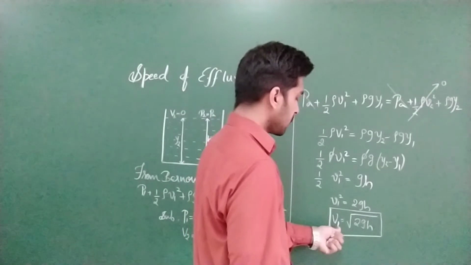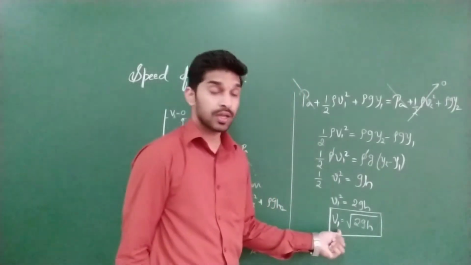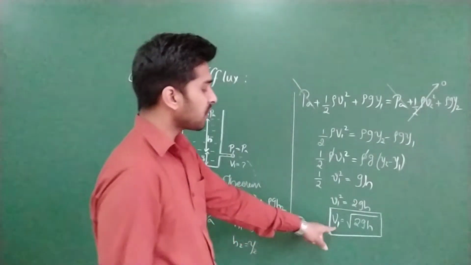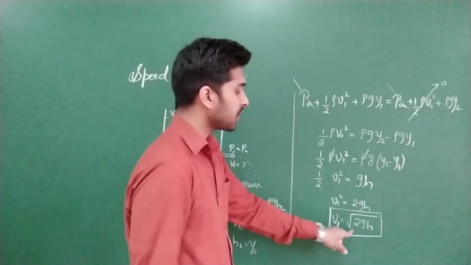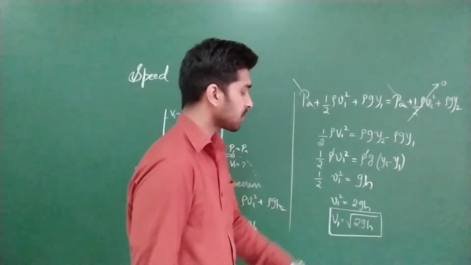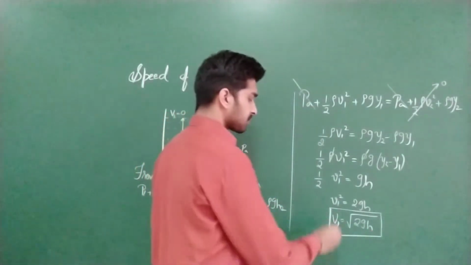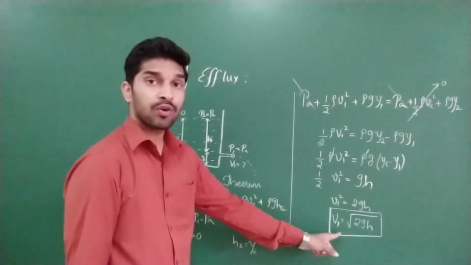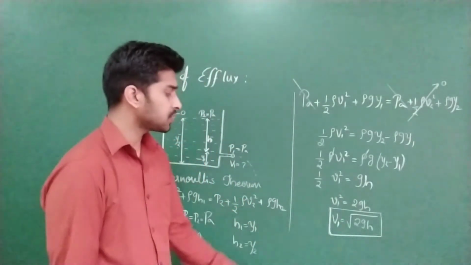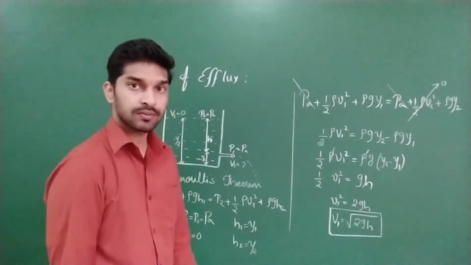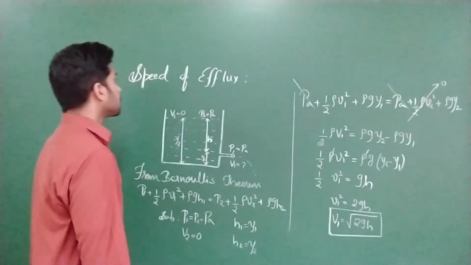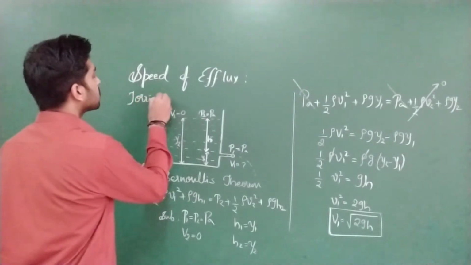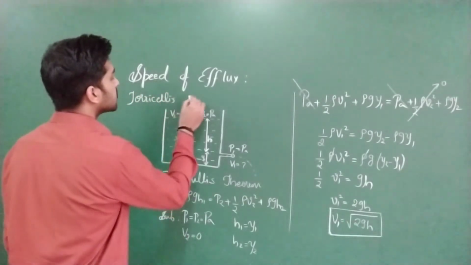That means this velocity, the speed of efflux, is known as efflux. So speed of efflux is equal to root of 2gh, and it is identical to the equation of a free falling body. Clear? For a free falling body also you will get the same kind of equation. Clear? So this is also known as Torricelli's Law.